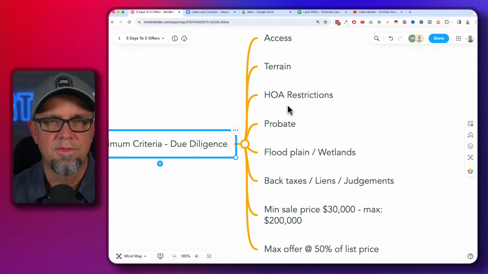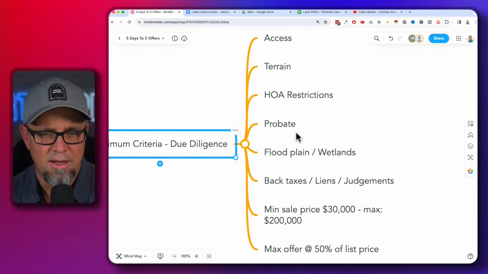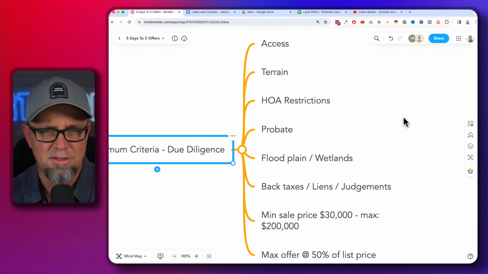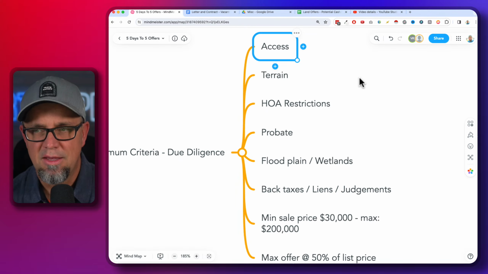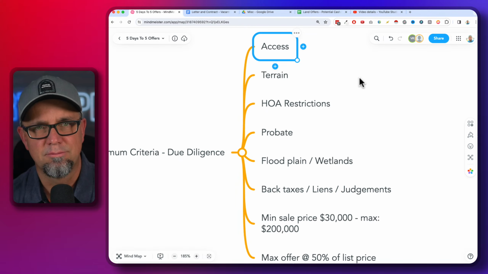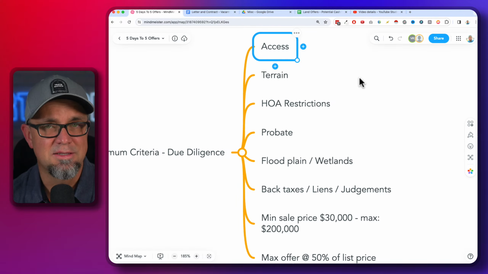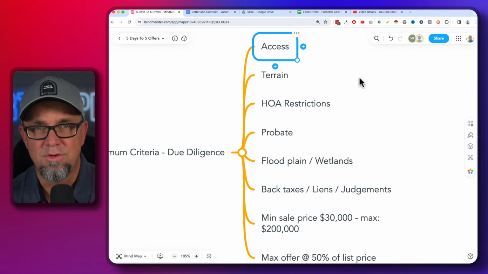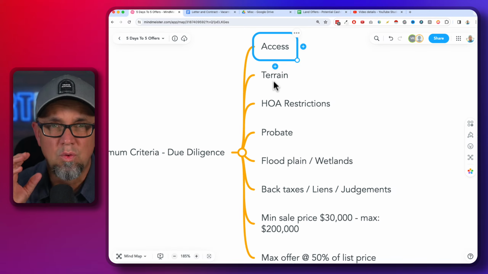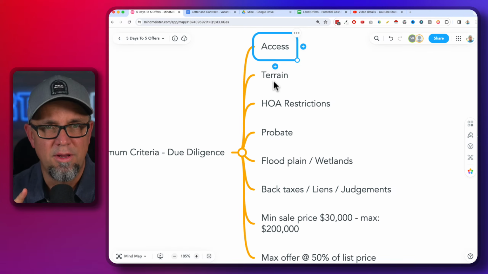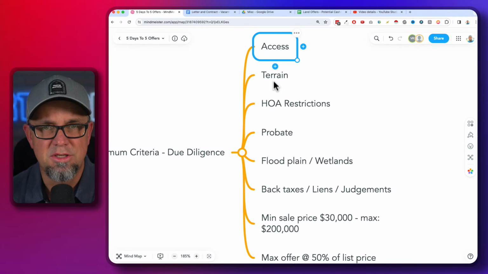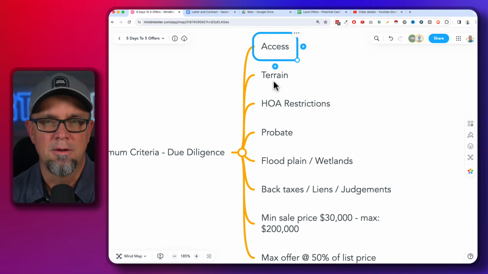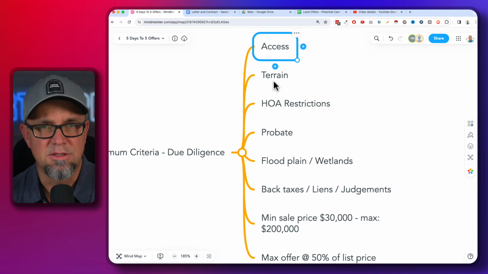So here's some of the things that we look at. And not necessarily in any order of importance, but number 1 is access. If it does not have access, I pass pretty much every single time. But I'm going to ask the seller, do you have an easement? If it's a really smoking hot deal in a great area and I've got a lot of profit in the deal, I might consider trying to get legal access to the property.